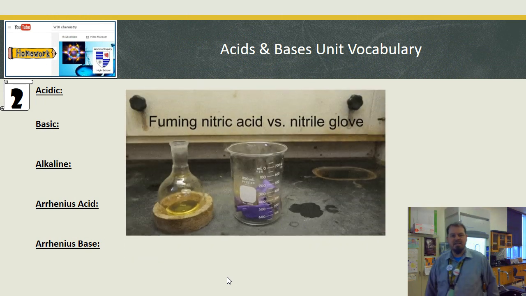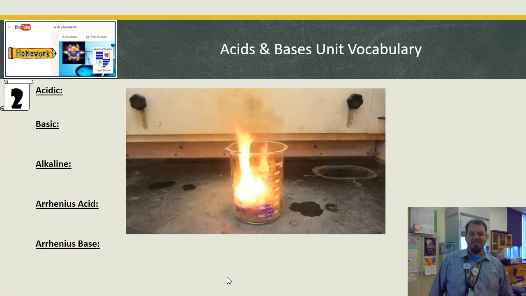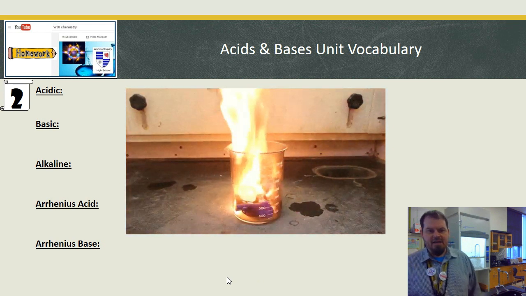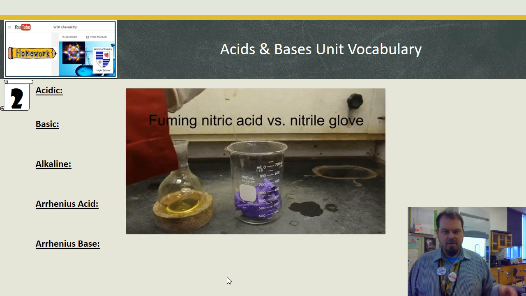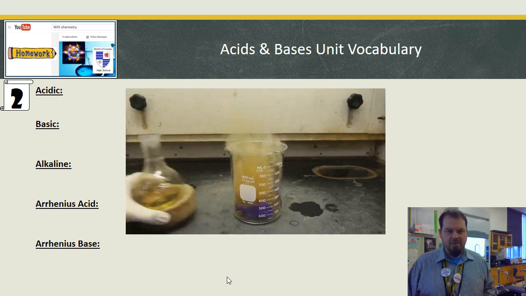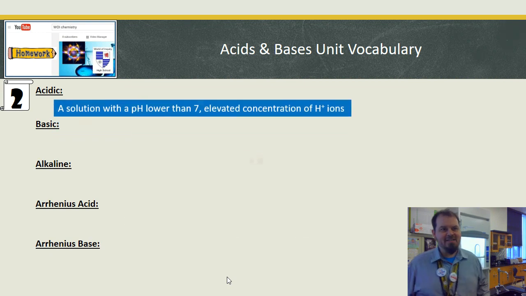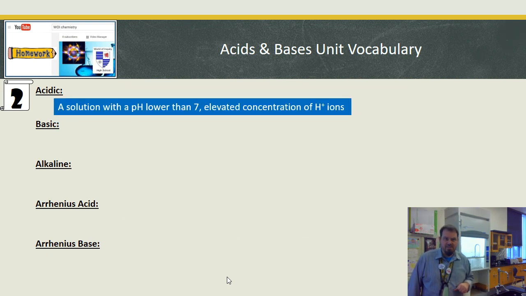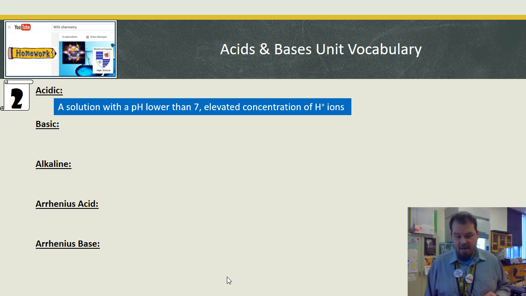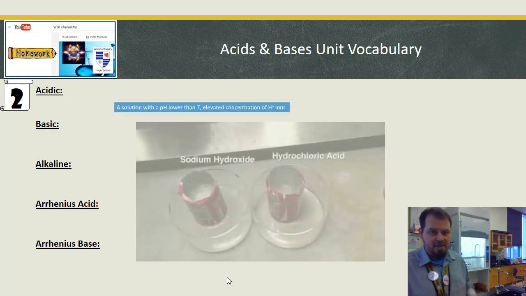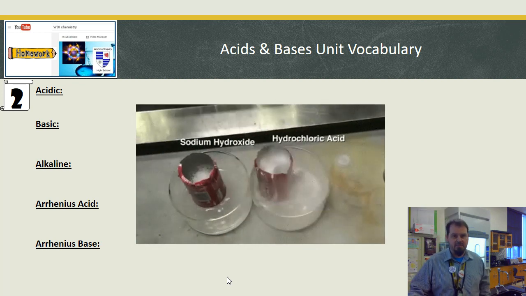So first, acidic. Here we go. Oh, cool picture of an acid reaction hitting a nylon, or that looks like a rubber glove hitting with acid. Check it out, pretty fun. Acidic means a solution with a pH lower than 7. It has an elevated concentration of H+ ions. Remember from last video, H+ and H3O+ mean the same thing.